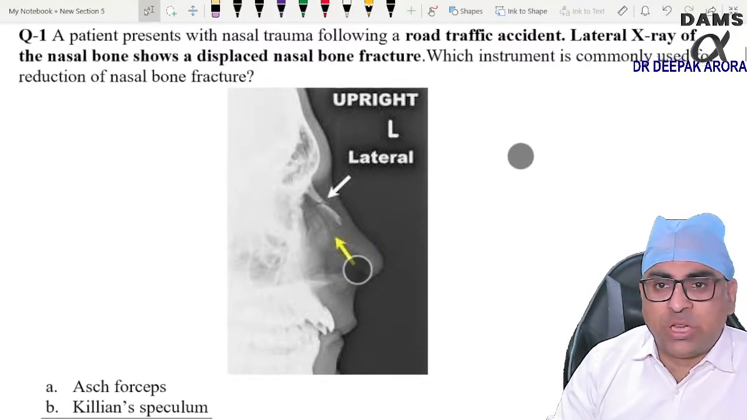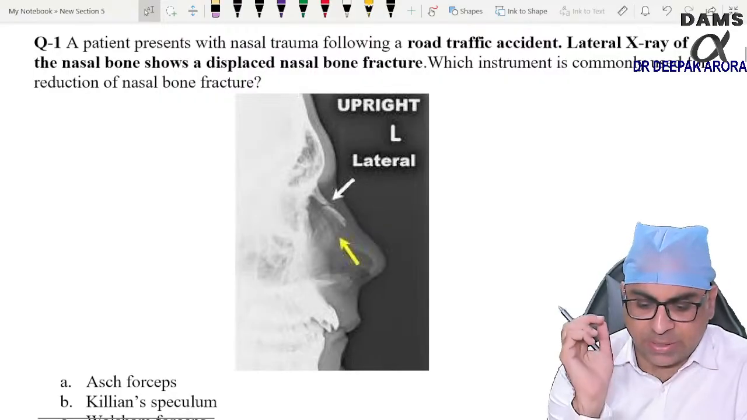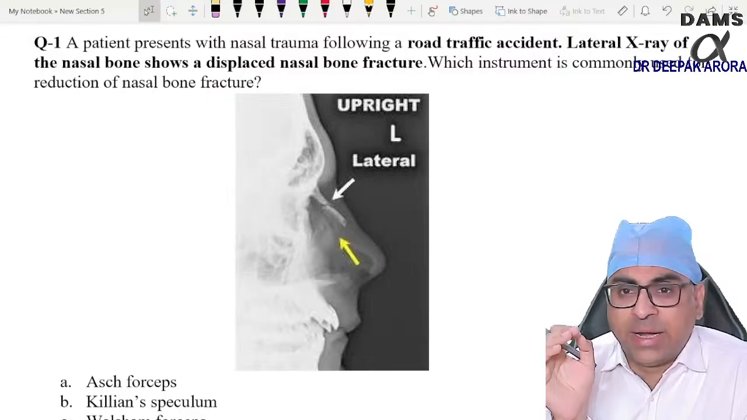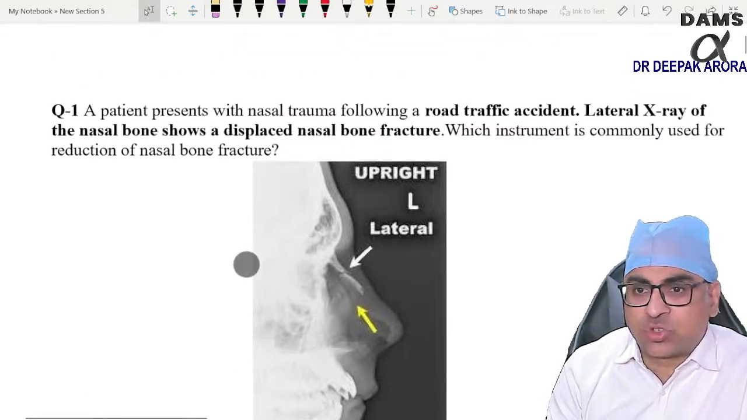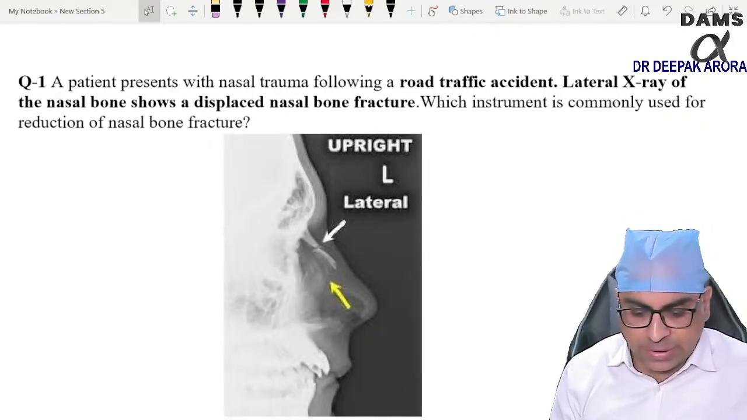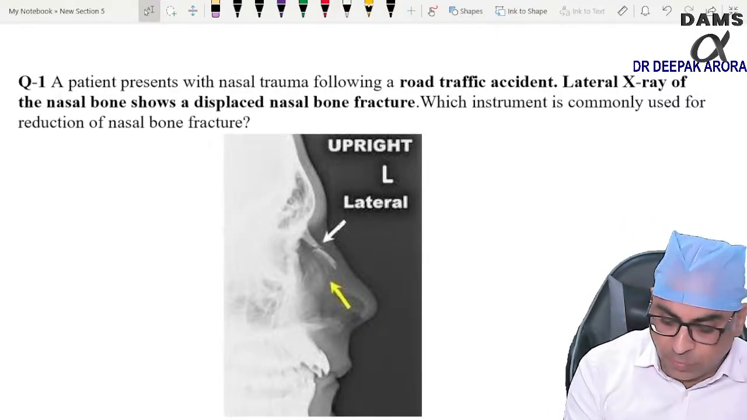A patient with nasal trauma, roadside accident. They have shown you an X-ray, lateral view of the nose, and they have asked which instrument is commonly used for reduction. Now let's start with this MCQ beta. What have we learned in the classroom?